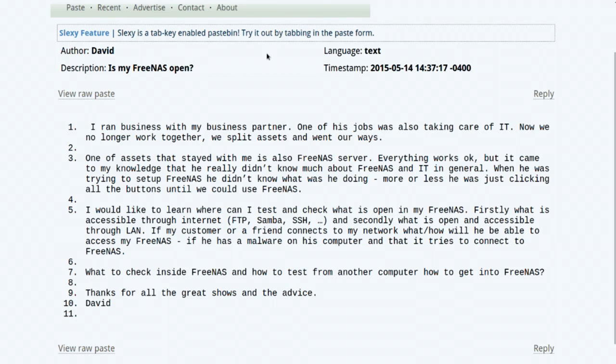If my customer or a friend connects to my network, what or how will he be able to access my FreeNAS? If he has malware on his computer and it tries to connect to my FreeNAS, what to check inside FreeNAS and how to test from another computer or how to even get into the FreeNAS? Thanks for all the great shows and the advice. David. Right.